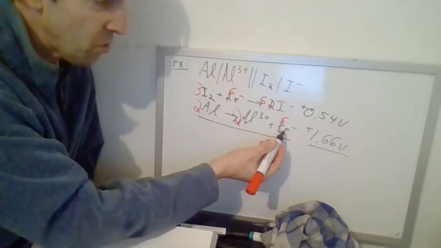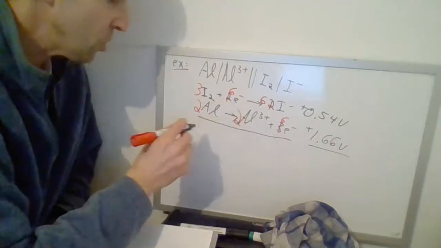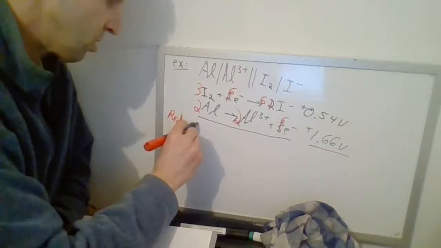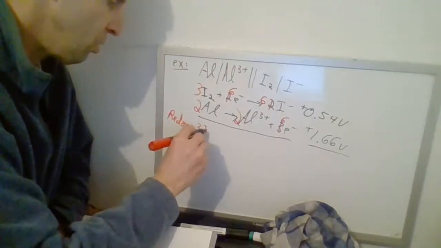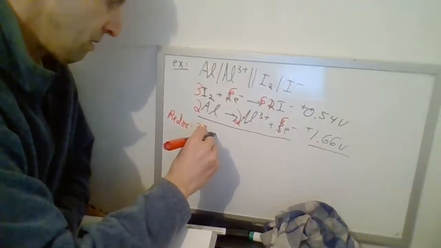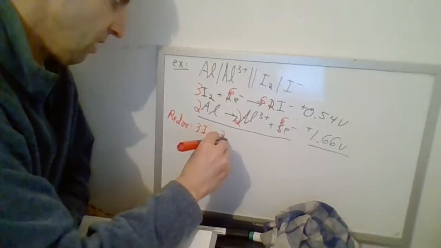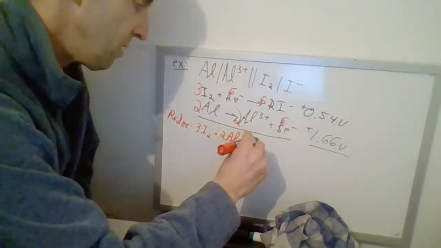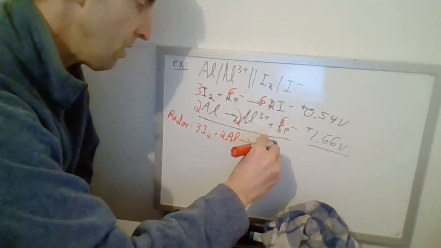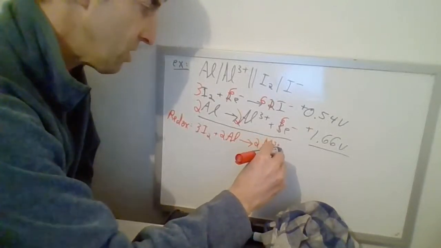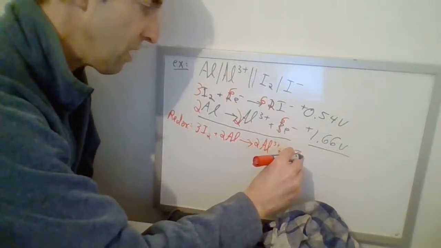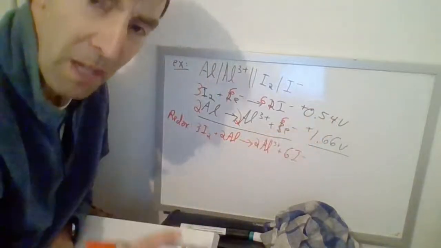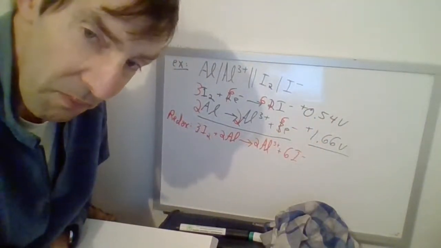Because I have to have 6 electrons on each side, don't I? They have to drop out. So my redox is going to be what? It's going to be 3I2 plus 2Al, 2 chunks of aluminum, makes 2Al3+ plus 6I minus. Now, all that multiplying does not affect these at all, okay? So that's what I mean by don't multiply anything. Remember, the height of the cliff is still the same.